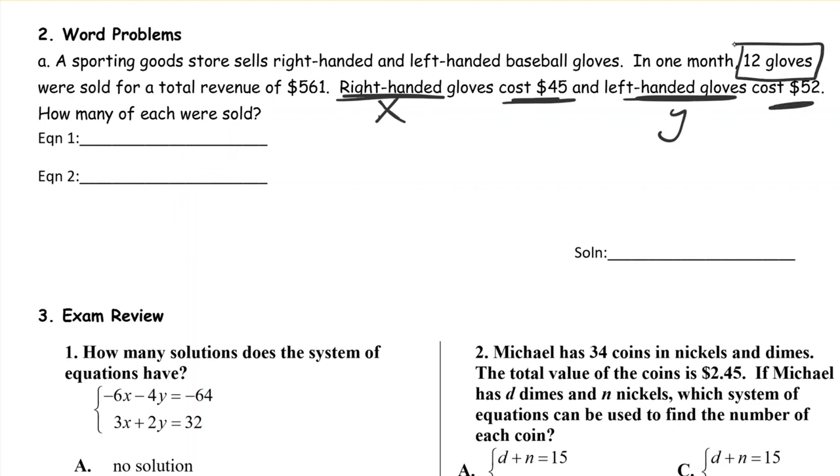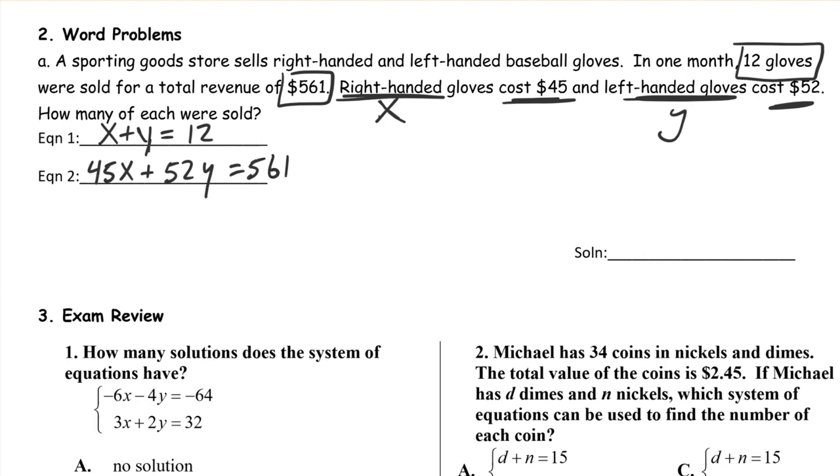So what do we have if we sold 12 gloves in a month, right? We're selling x plus y equals, oops, not 52, x plus y equals 12, right? And now how much was a right-handed glove? Was $45. So that's 45 times x, plus how much was a left-handed glove? Was $52, so that's 52y. And how much did we sell total? Was 561, so equals 561.